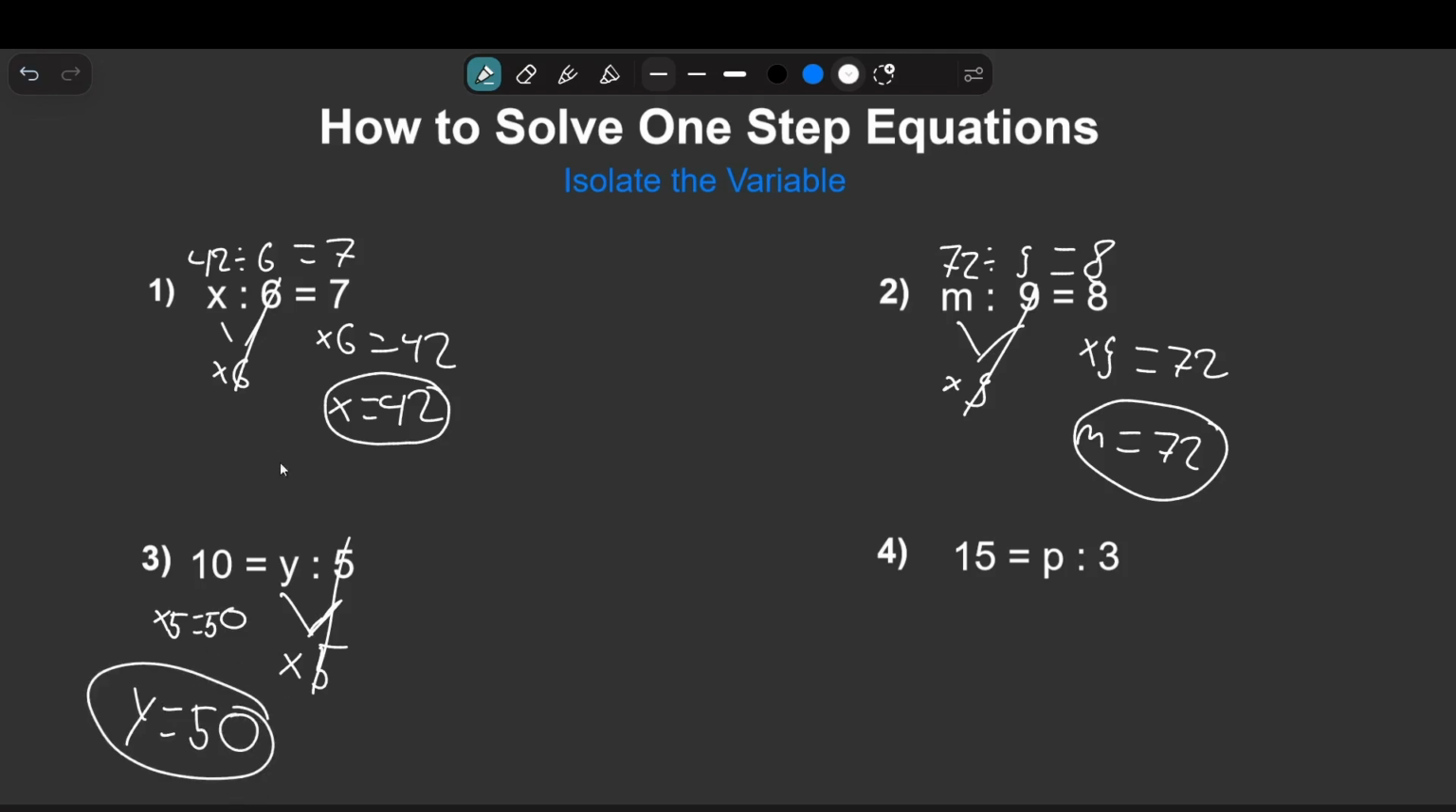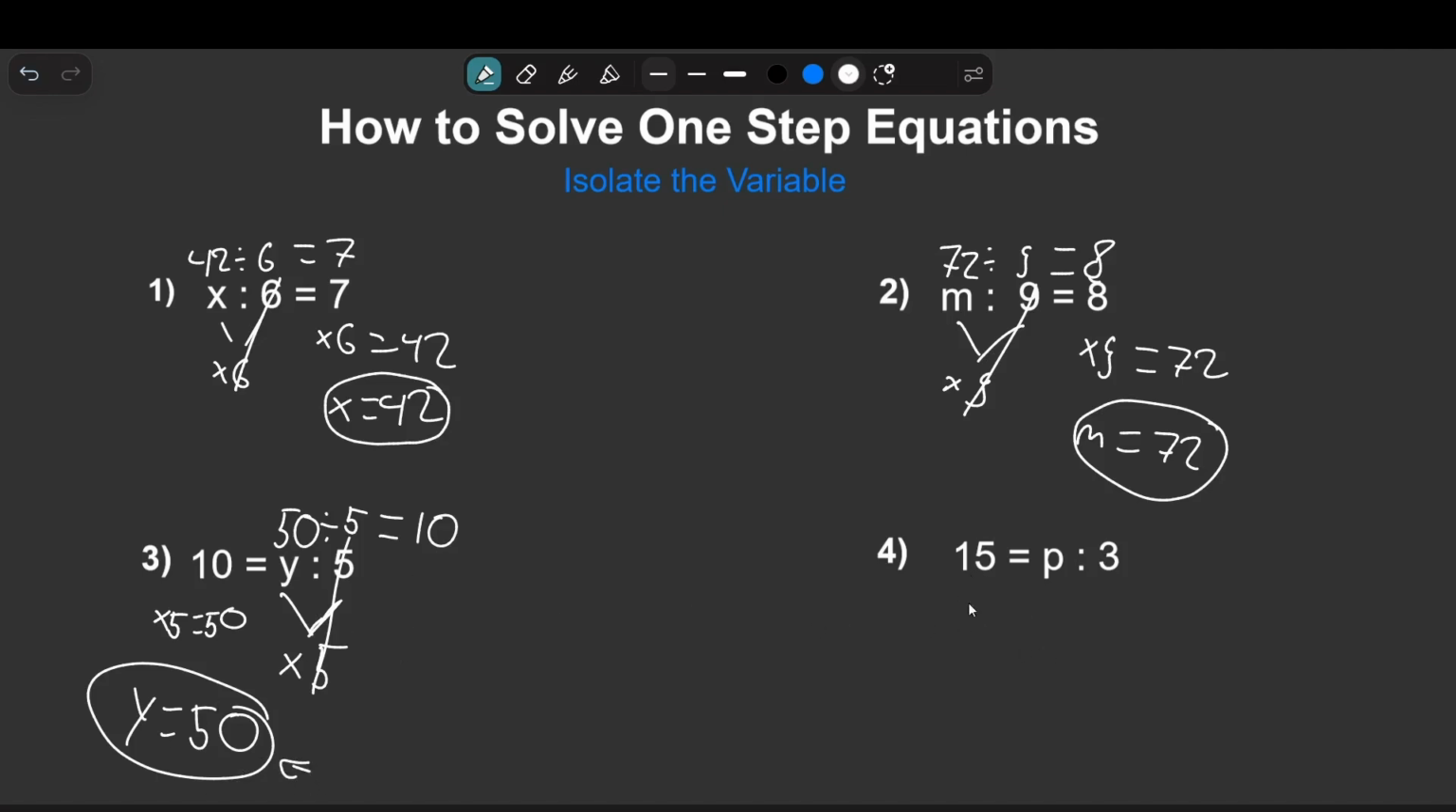Again, we can check this by plugging it in right here and dividing this by 5. So 50 divided by 5 equals 10. So this shows us that we do have the correct final answer and the value of our variable equals 50, as you can see right here.